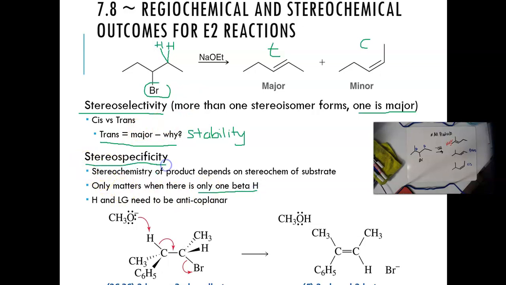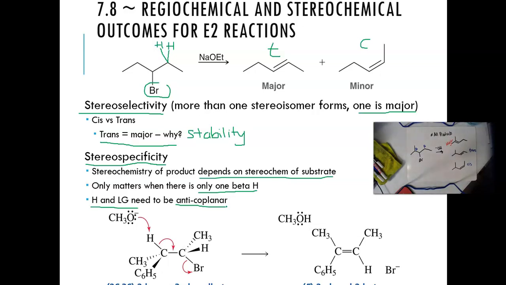And that means that the stereochemistry of our product depends on the stereochemistry that the substrate had to begin with. And the reason for this is because when we remove the hydrogen and the leaving group, they have to be anti-coplanar or anti-periplanar. So those two words almost mean the same thing. Anti-coplanar means that they're going to be completely opposite from one another, and anti-periplanar means that they are nearly opposite from one another.